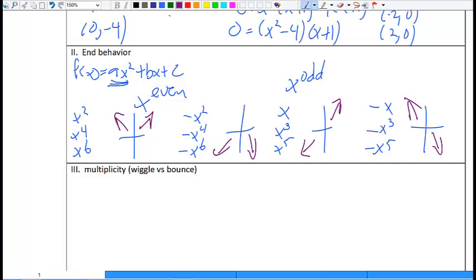Okay. All right. Next would be wiggle versus bounce, or multiplicity.